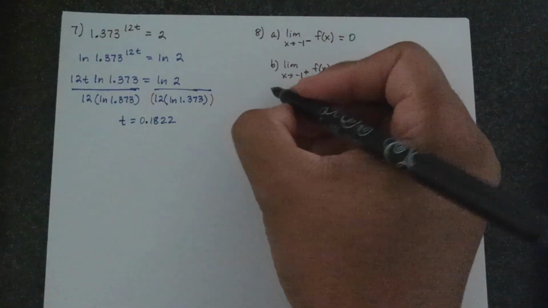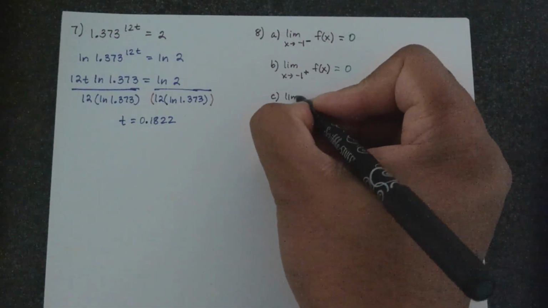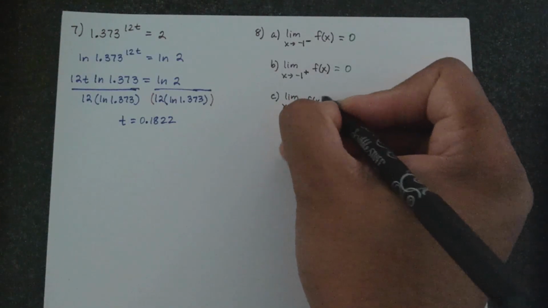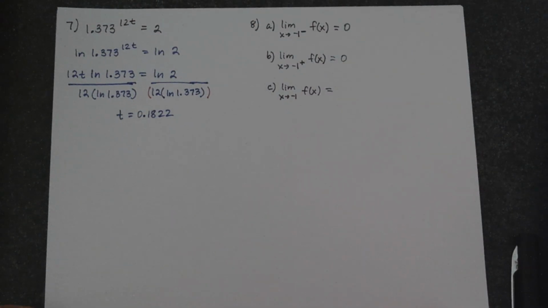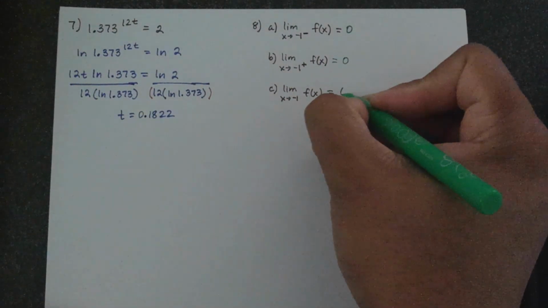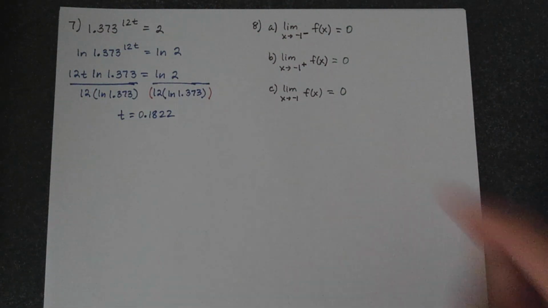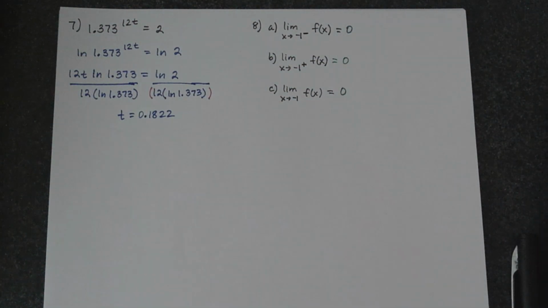All right, and now part C, the limit as x approaches -1 of the function f of x. What do you think that value is going to get closer and closer to? 0. Because on the left side, it's getting closer and closer to 0. On the right side, it's getting closer and closer to 0. They have to be going to the same value. So the limit as x approaches -1 of that function would be 0.